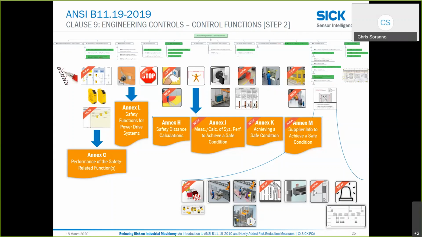And then the last control function addressed is span of control, with a lot of good information coming out of other standards. B11.20 is another standard for integration of machinery into a system, and the concept of identifying which risk reduction measures are controlling or not controlling which hazards within the application.